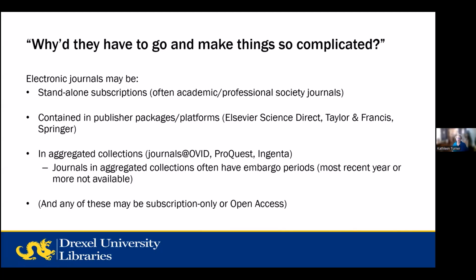I want to start off just by talking about some of the reasons that it can be a little bit more complicated to get to articles in eJournals. First of all, because electronic journals come in a number of different ways. We have some that are standalone subscriptions. Often those are journals from academic or professional societies. We have a lot that are in large publisher packages or platforms. Elsevier journals, which actually can be on either Science Direct or in Clinical Key, just to make it more complicated. Taylor and Francis, Springer, lots of other publishers have their own platforms.